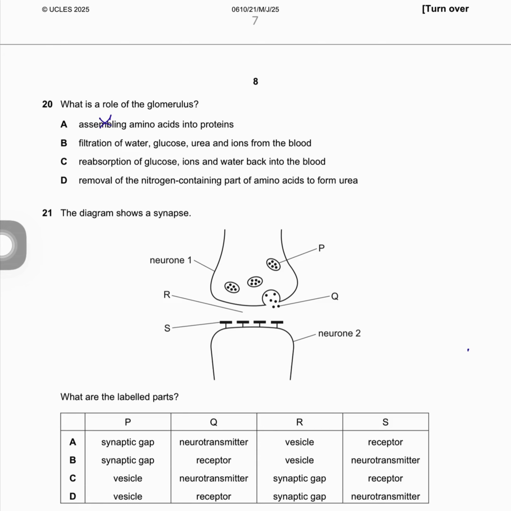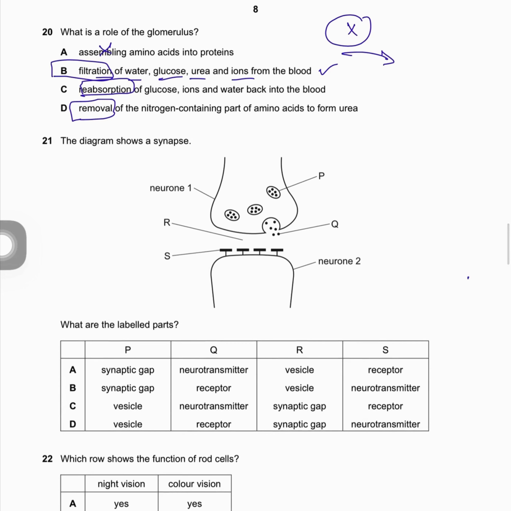Reabsorption, does it happen in the glomerulus part? No. Removal of the nitrogen containing part, deamination, also no. So what is the answer? It's B. Filtration of water, glucose, urea, and ions from the blood. In this part I have to know what's going in and what does not go. For example, protein, but take care, amino acid passes.